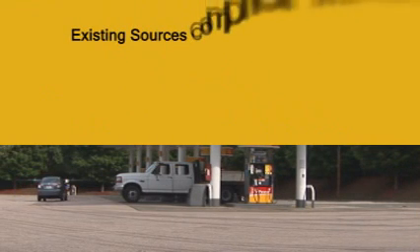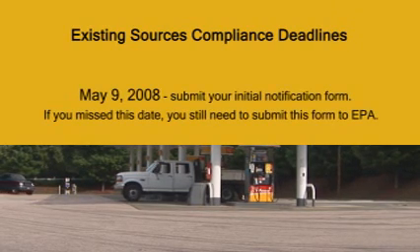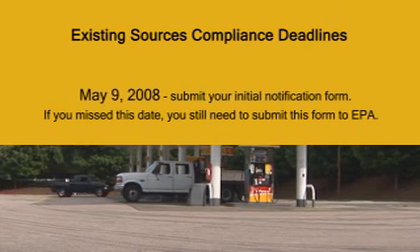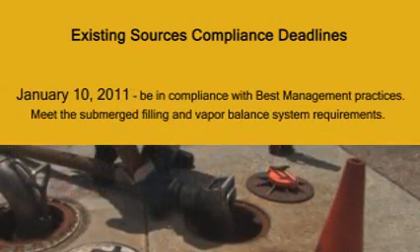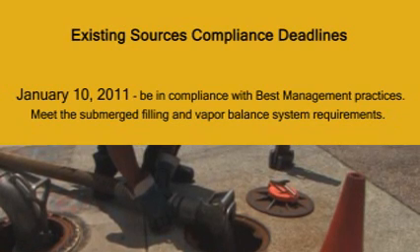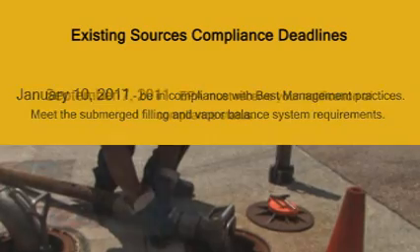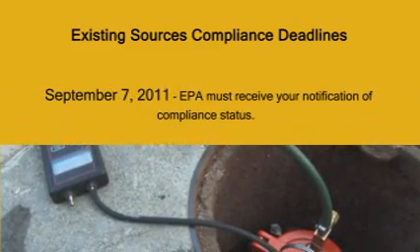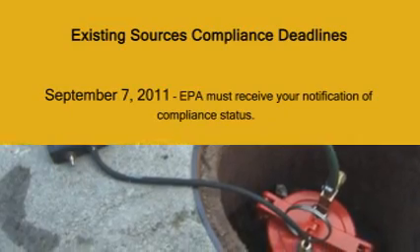Additionally, for existing sources, the compliance deadlines are May 9th of 2008, submit your initial notification form. If you missed this date, you still need to submit this form to EPA. January 10th of 2011 to be in compliance with best management practices. You must meet the submerged filling and vapor balance system requirements. September 7th of 2011, EPA must receive your notification of compliance status.